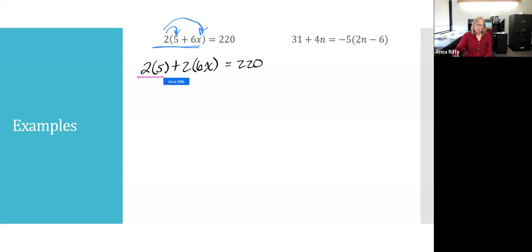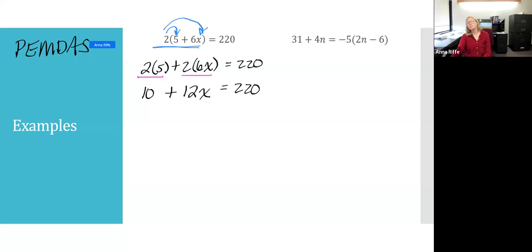And now I can deal with each of these terms individually. I can multiply. 2 times 5 is 10, and 2 times 6 is 12, and the x just gets tacked on to the end there. It is equal to 220. So we have removed the parentheses by multiplying. That is our simplification process for the left-hand side. This is now a simple equation. So I can focus on PEMDAS or PERMDAS if you prefer, and work backwards to solve this equation.